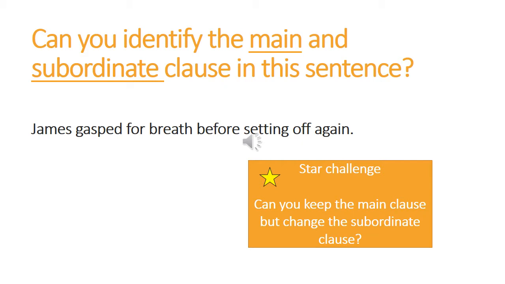How did you do? Hopefully you identified the main clause as James gasped for breath, as that makes complete sense on its own and has a subject, James, and a verb, gasped. Therefore, the subordinate clause is before setting off again. Before is the subordinating conjunction, and this clause must be attached to the main clause in order for it to make sense. Well done if you were able to do the star challenge and change the subordinate clause.